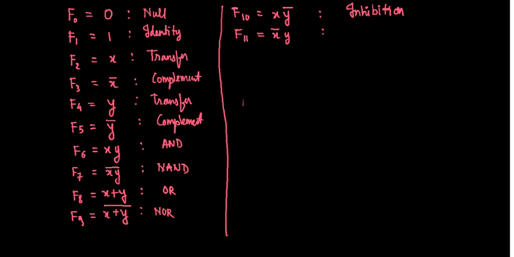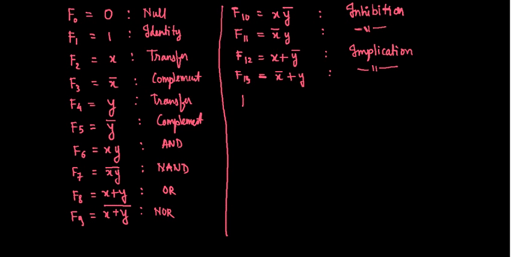Again the same. F12. Implication. Just for reference, so that anytime you get stuck somewhere, this will help you out. Any other combination, let me write all these things first. For B, X Y bar, exclusive OR.